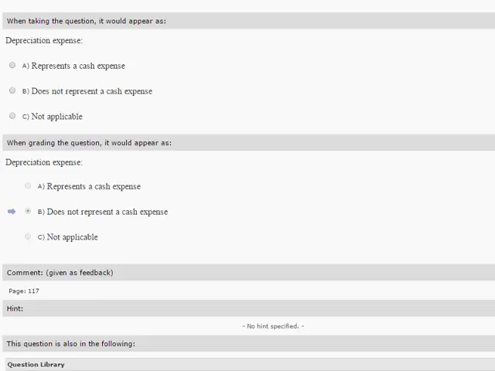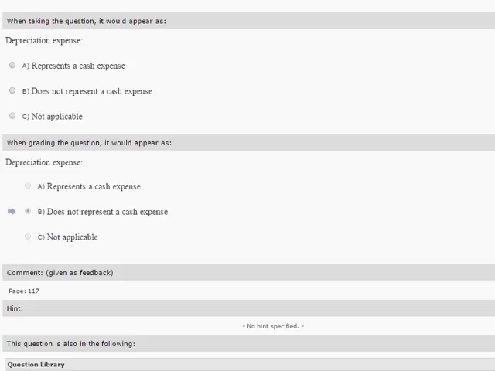Think of your own car. They always say once you buy a new car off the lot, it depreciates immediately, which it does because you start using up that asset. But depreciation expense, your question here, is it cash? A, represents a cash expense. B, does not represent a cash expense. Or C, none of these make sense, or not applicable. Depreciation is not a cash expense. It's really an accounting mechanism.